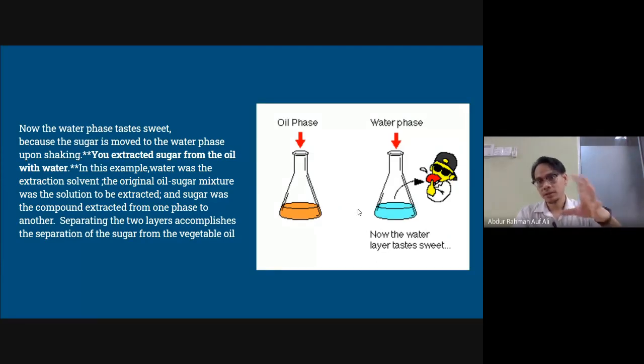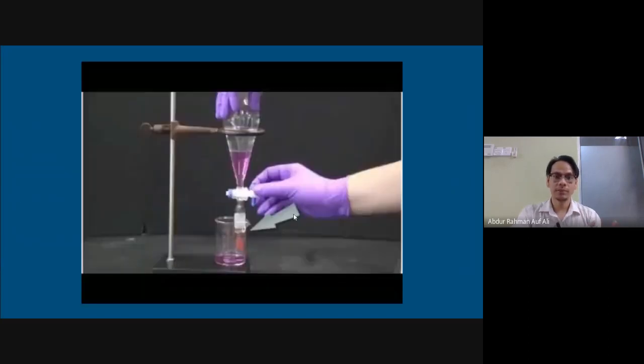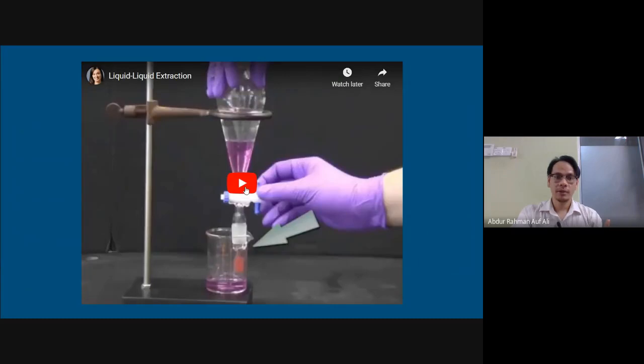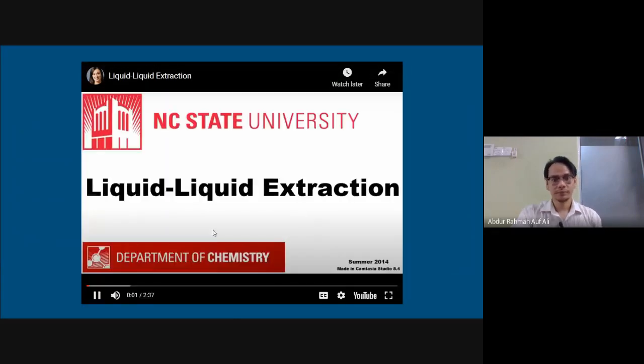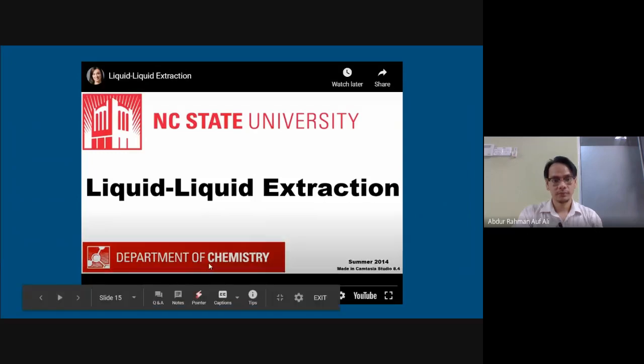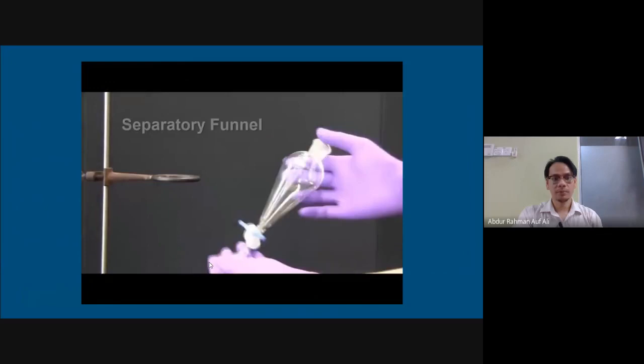So when it settles down, separate the two layers, and try tasting whether the water is sweet or not. If it is sweet, that means the sugar has transferred from the oil into the water. Okay, that is an example of liquid extraction. So in the lab, this is how we perform liquid extraction. This is a separatory funnel.